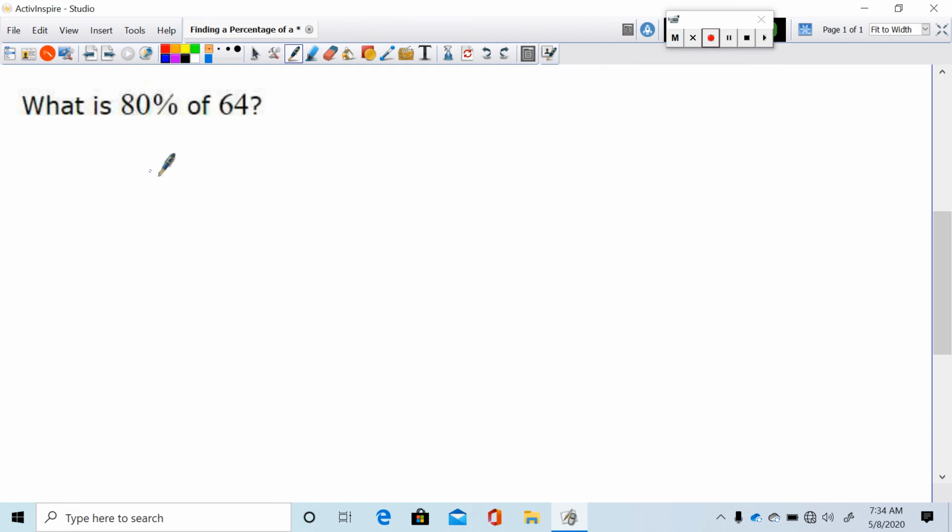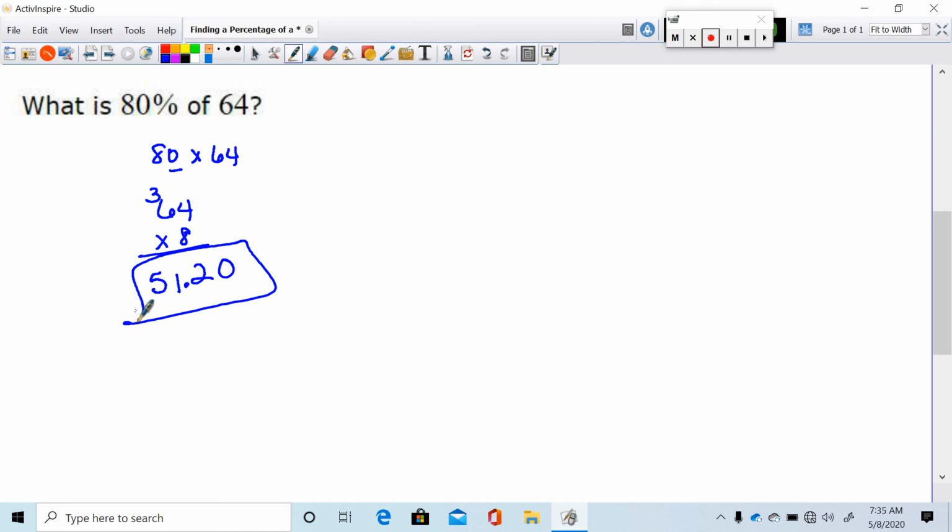80% of 64. So I'm going to do 80 times 64, but this had a trailing 0, so that just means I do 64 times 8. 4 times 8 is 32. Carry the 3. 6 times 8 is 48, plus 3 is 51. I had a trailing 0 that I need to add, and because of the percent, I go 2 numbers from right to left, 2 numbers over, because percent means per 100. So 100 has 2 zeros, so that's your answer.